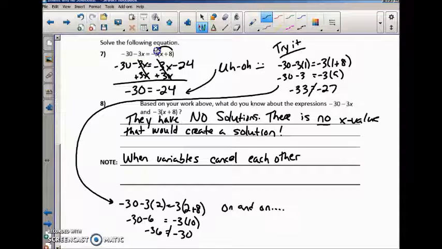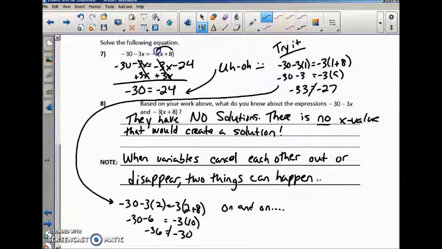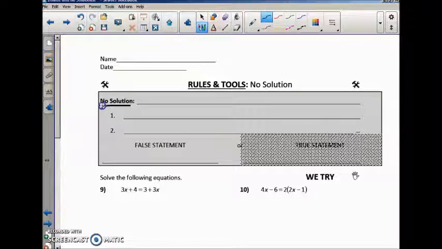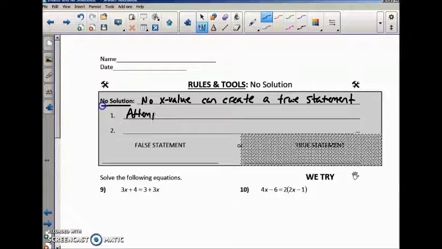So a little note here, when variables cancel each other out, there's going to be one of two things that could happen. So that's what we're going to explore with the rest of this packet. First up, no solutions, like we just saw. There is no x value that can make the equation true or create a true statement. And this is only going to happen if the variables, or x's, cancel each other out when we attempt to solve the equation.